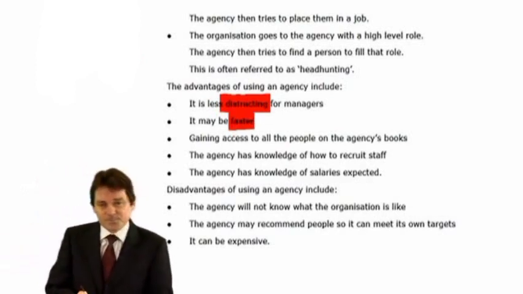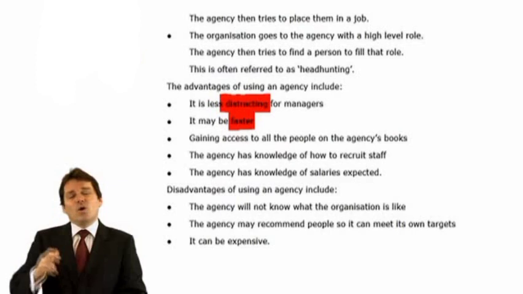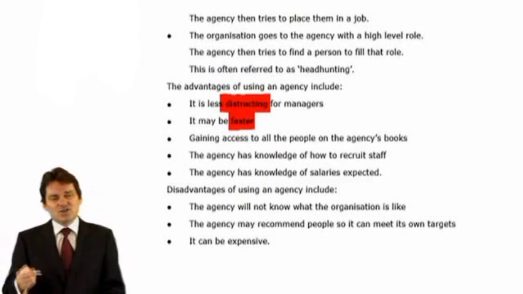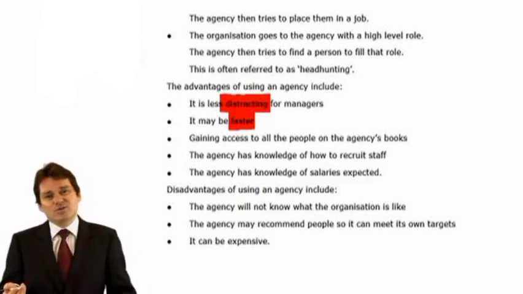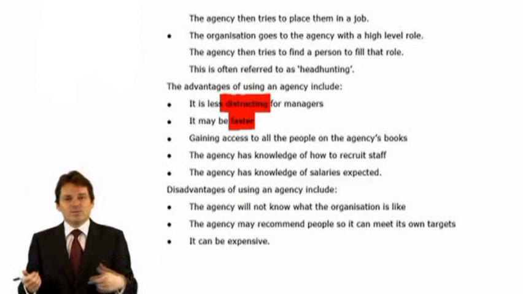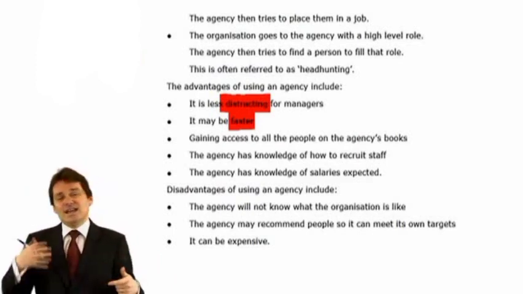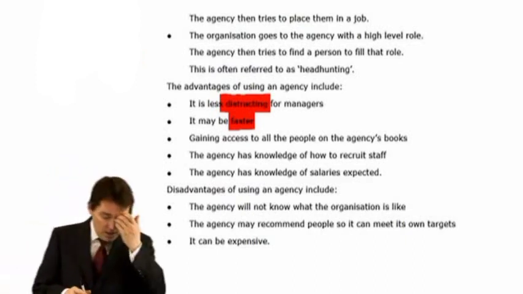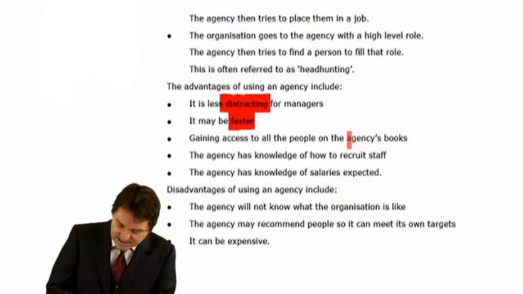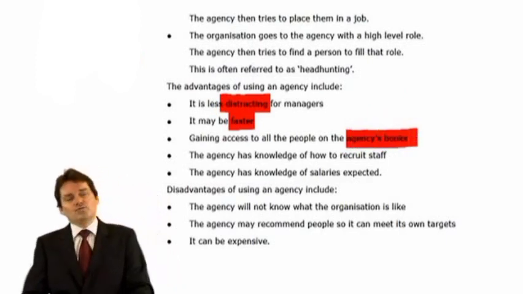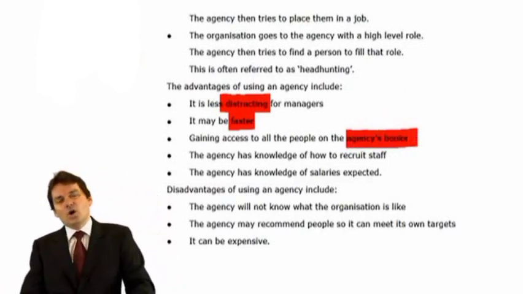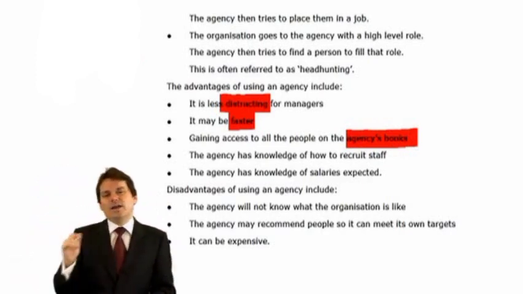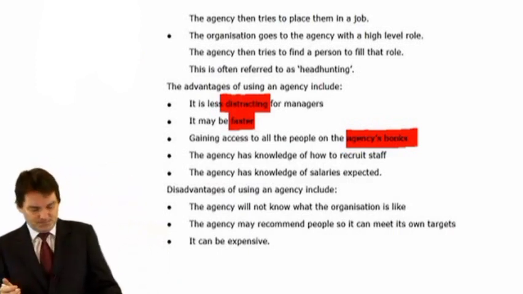It may be faster. The ideal candidate might have already gone to the recruitment agent. The recruitment agent might already have this person's details. So rather than having to go and advertise and get a CV and all these kinds of things, it can be a lot faster because the recruitment agent has already done quite a lot of this. I can gain access to all the people on the recruitment agent's books wherever they live, whatever magazines they read. Potentially, if the right candidate is there, I can find them quickly and easily.